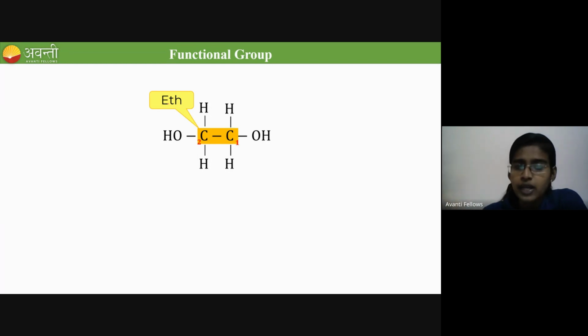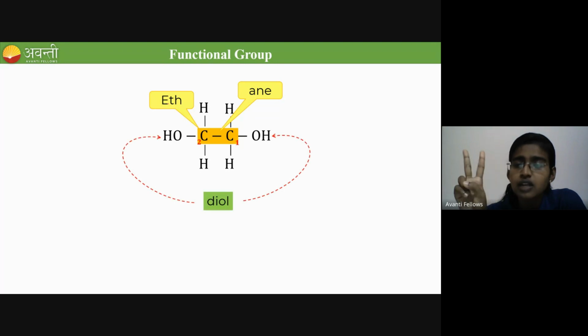From left to right also 1 and 2, right to left also 1 and 2. Right? Now here only is a saturated system, so it is an alkane. 2 alcohol we are having, so it is diol. Now what is the name?